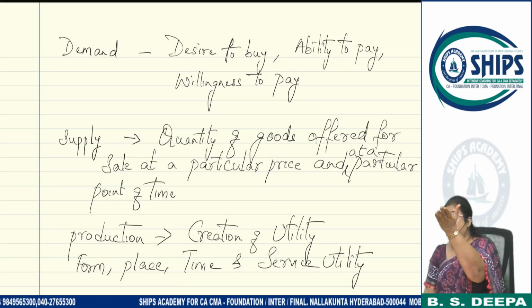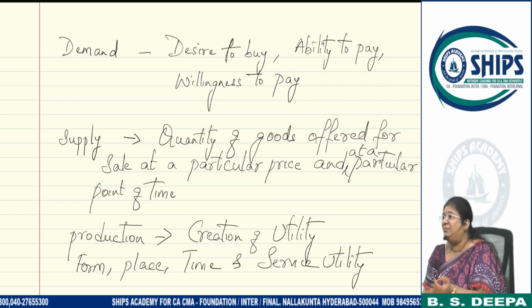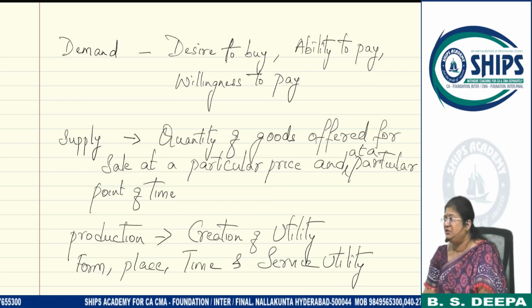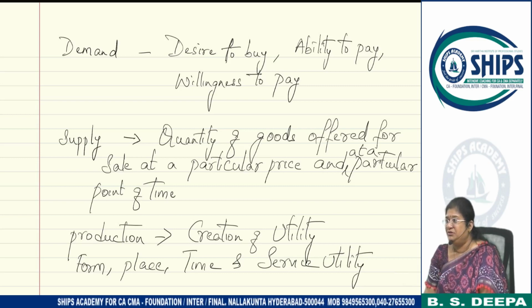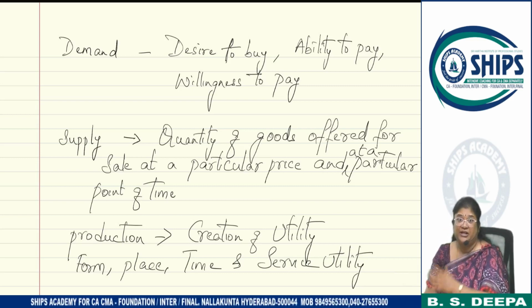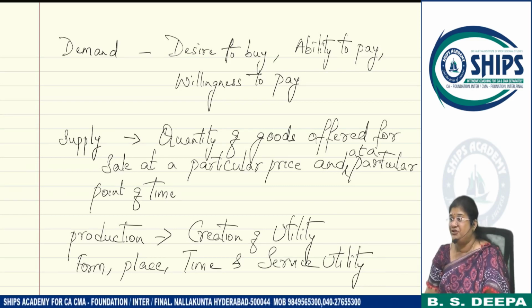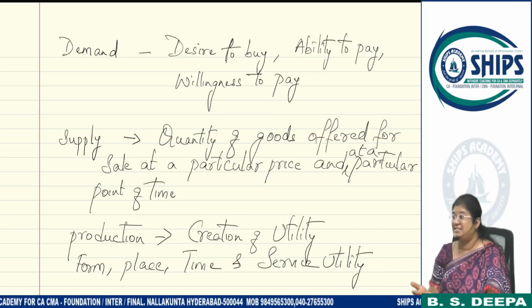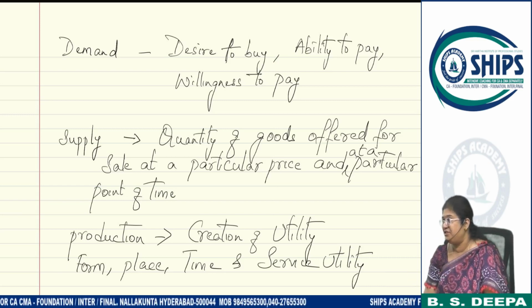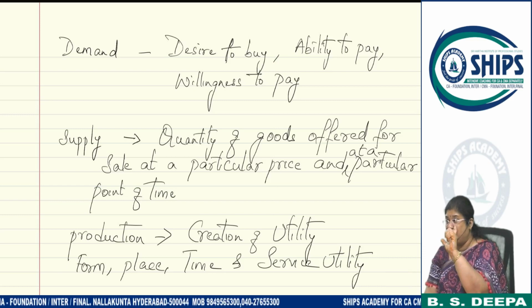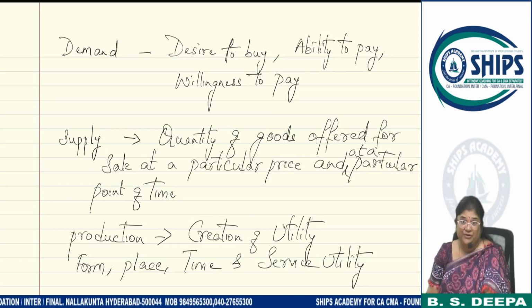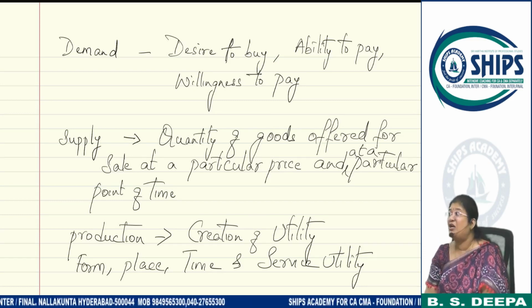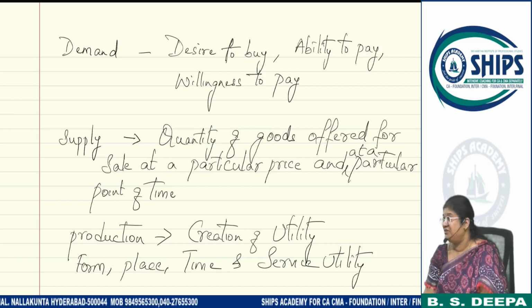Same ACs, if they are made available in winter, there is no satisfaction for you. But because it is summer, you are gaining the advantage of it. You are feeling more satisfied because of the usage of it. So you are creating a time utility for it. That also is called production.